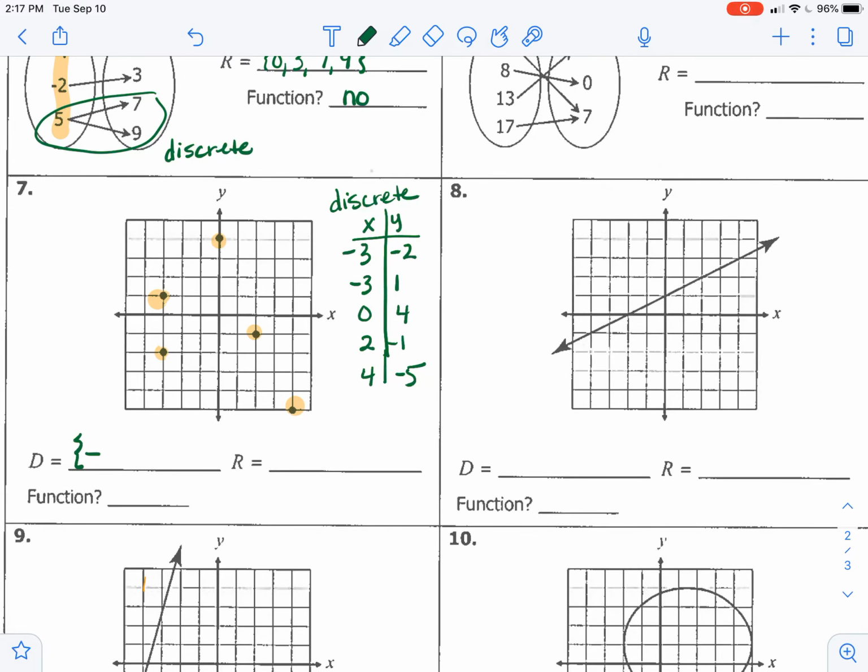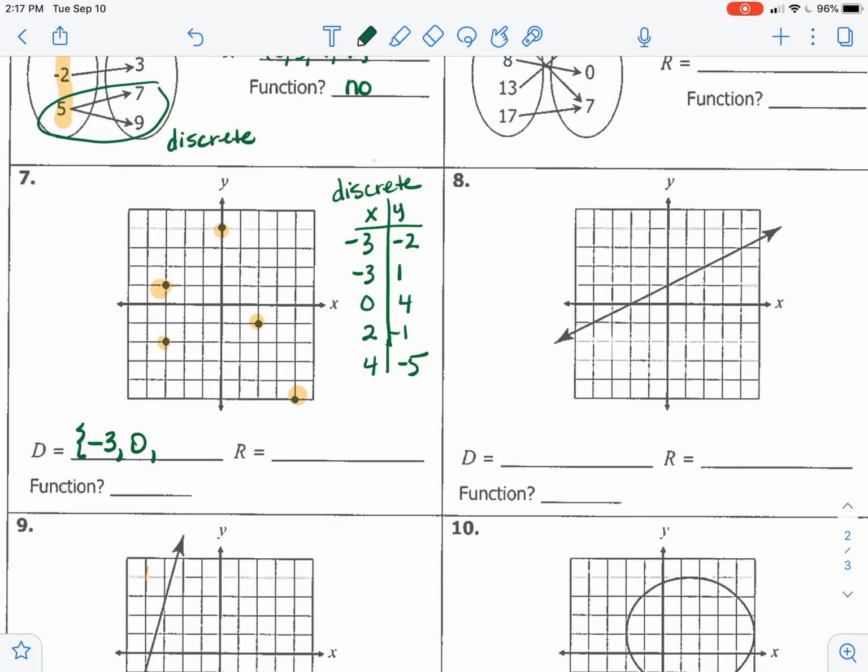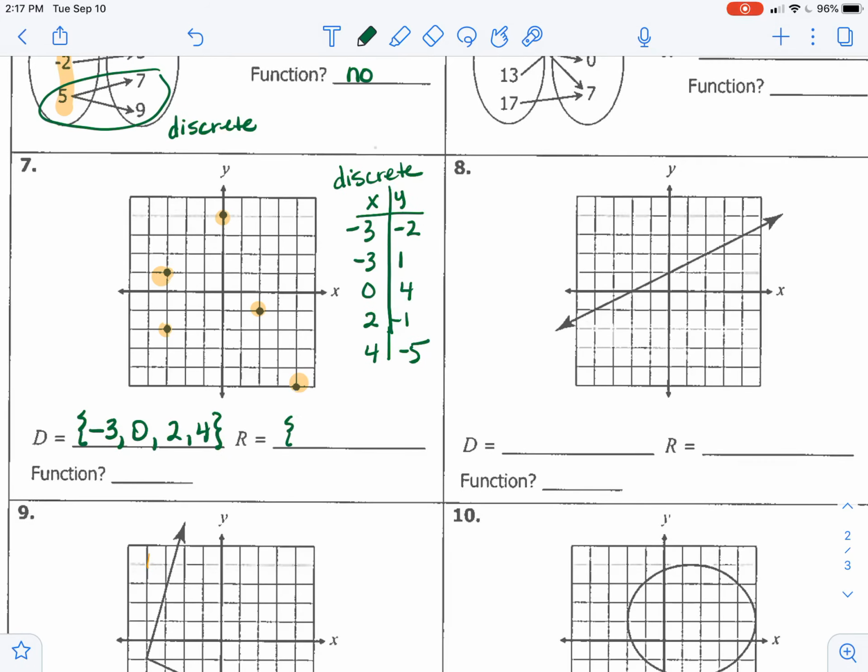And again, do not repeat your x's. So I have a -3, a 0, 2, and 4. They should be in order and you do not repeat. And then my range, or my y values, again, I'm going to put those in order. So the -5, the -2, the -1, 1, and 4.